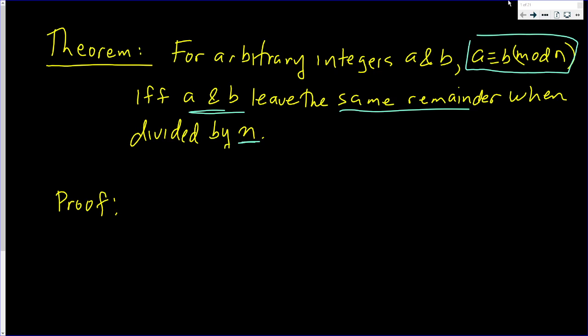Okay, so it's an if and only if proof. So we need to go in the forward direction, and then when we're done, go in the reverse direction.